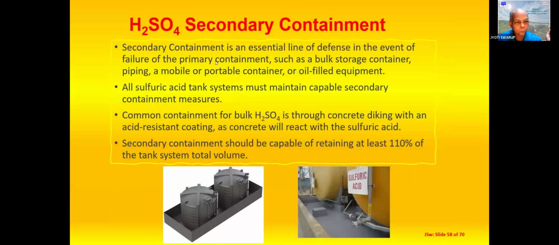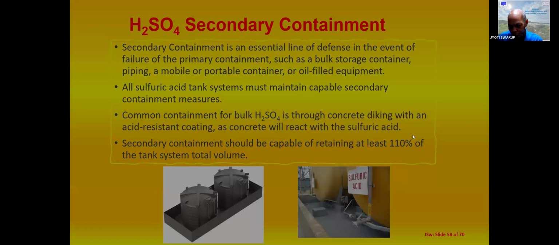So secondary containment is another important criterion, wherein essential lines of defense in the event of failure of primary containment such as bulk storage container, piping, a mobile or a portable container, or oil-filled equipment. All sulfuric acid tanks must have secondary containment. Common containment for bulk storage is through complete diking with an acid-resistant coating, as concrete will react with sulfuric acid. Secondary containment should be capable of retaining at least 110% of the tank total volume.